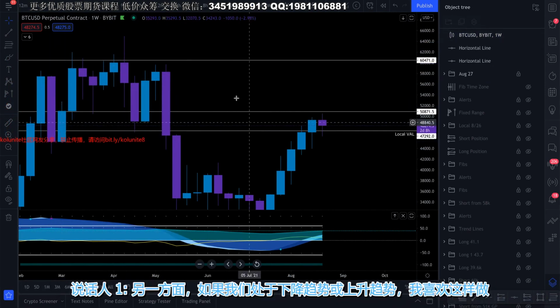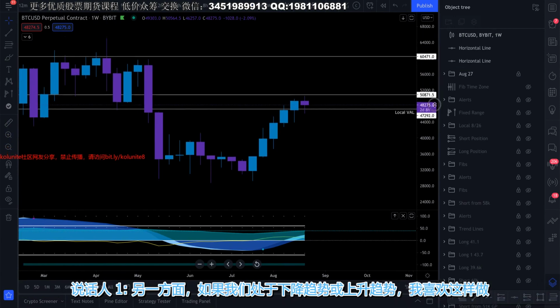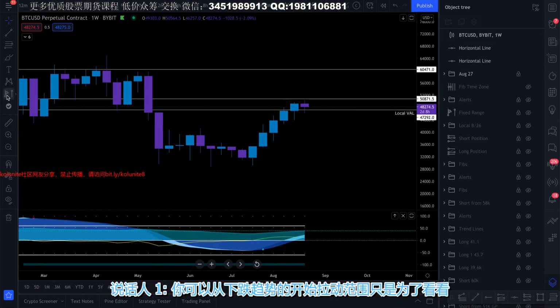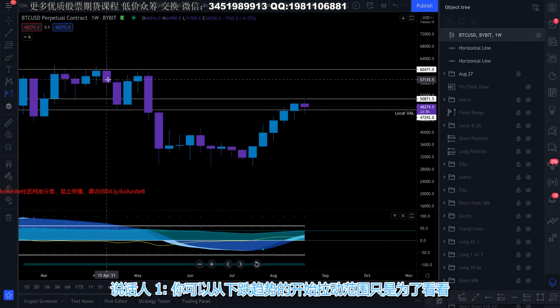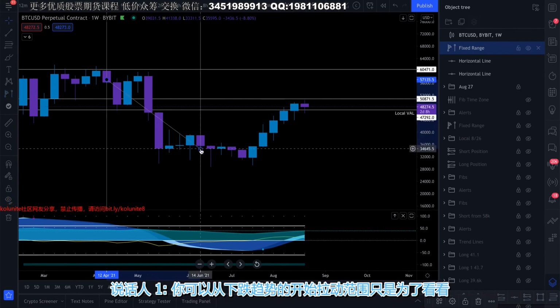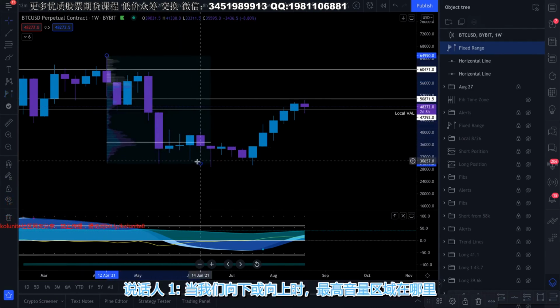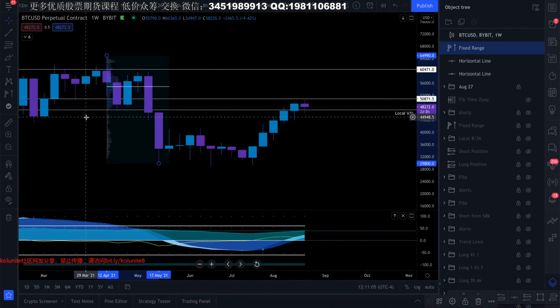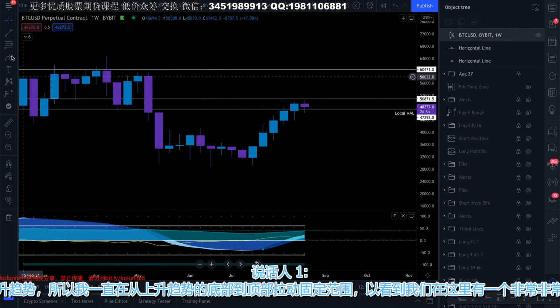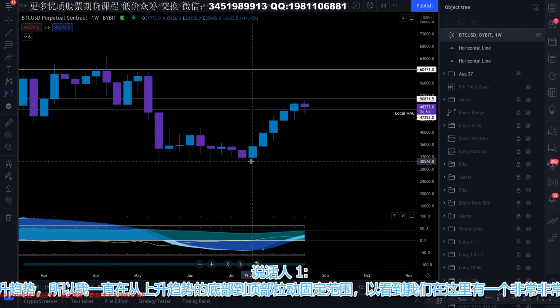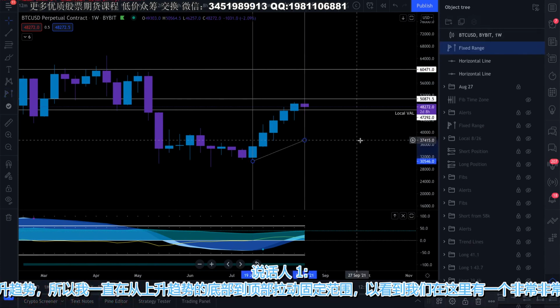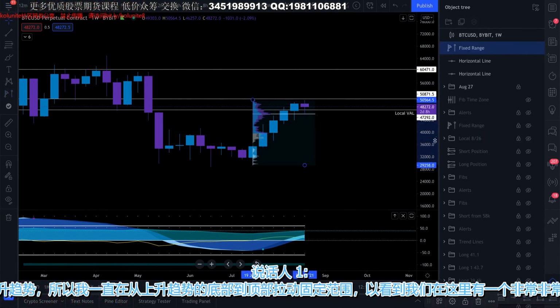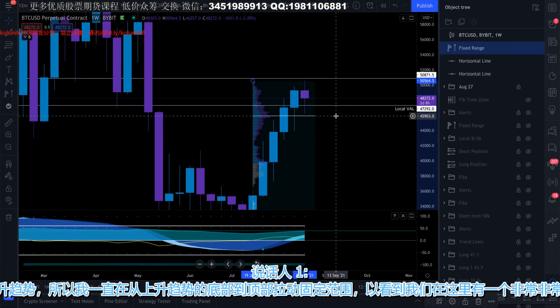Another way I like to do this, guys, if we're in a downtrend or an uptrend, you can pull the range from the beginning of the downtrend just to see where is the highest volume area as we're on our way down or as we're on our way up. Currently we're in an uptrend, so I've been pulling the fixed range from the bottom to the top of the uptrend to see that we have a very, very important area of support right down here.